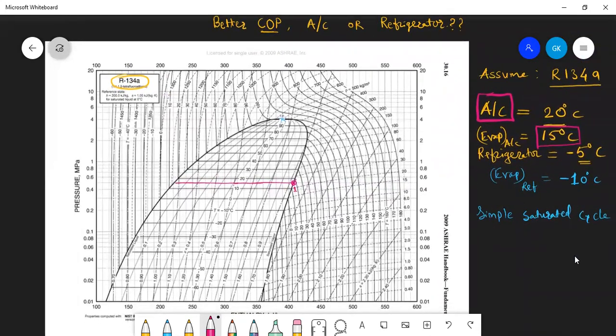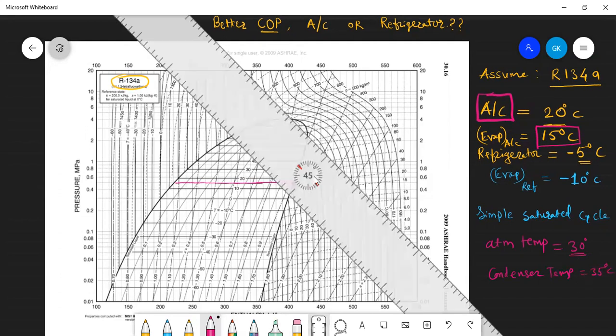About the condenser temperature: in ACs and refrigerators, both are rejecting heat to the atmosphere. So we assume that the atmospheric temperature is equal to 30 degrees Celsius. The condenser must have a temperature greater than atmospheric temperature. Again, we use a simple thumb rule, at least 5 degrees Celsius temperature difference. So the condenser temperature should be around 35 degrees Celsius. So locate the point of 35 degrees Celsius. Again, we will take the scale.